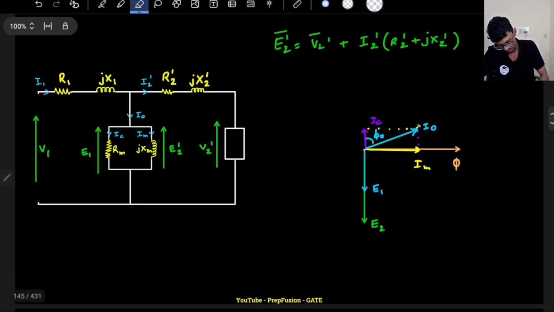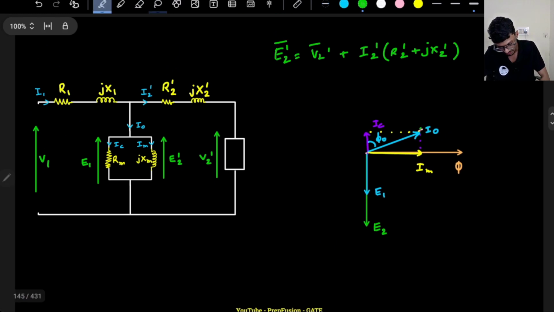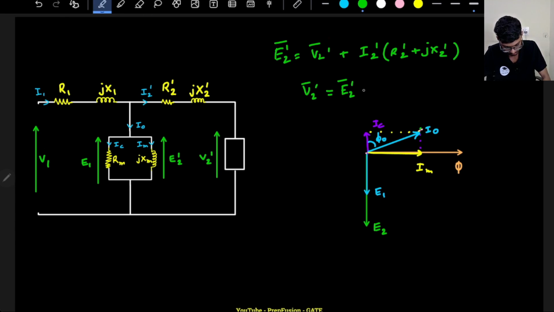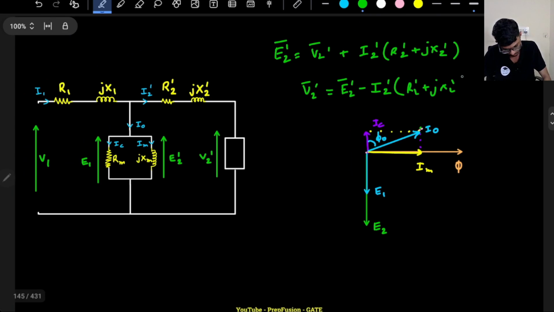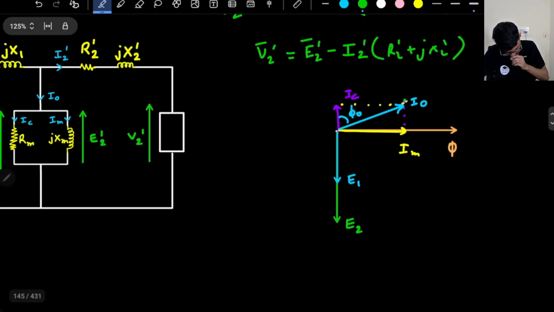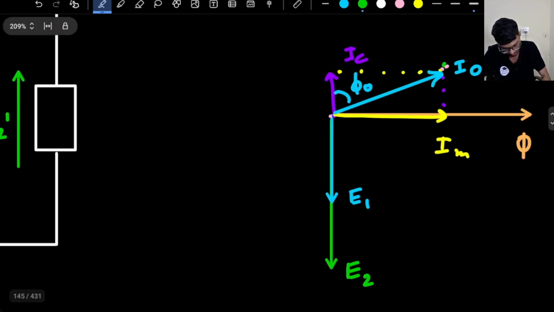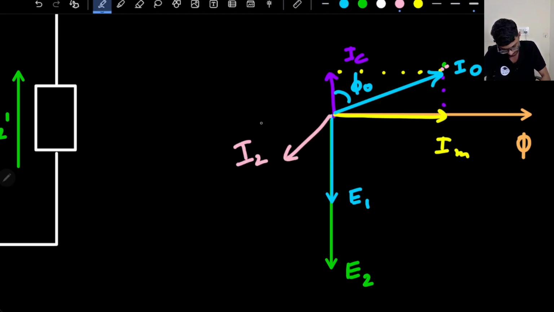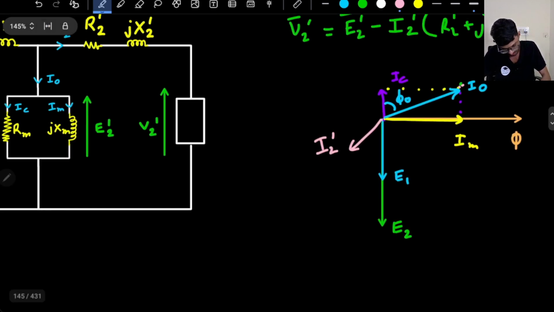My V2 dash will be this value. So what is my V2 dash actually? V2 dash is equal to E2 dash minus I2 dash into R2 plus jX2. So where will I2 lie actually? Let's assume I2 is lagging load. So I2 will be lagging somewhere. It will anyway lag the voltage, so I2 will be lying somewhere around here. Actually it will be lagging with respect to V2 only. We will calculate the V2 later on. Let's first write the I2.